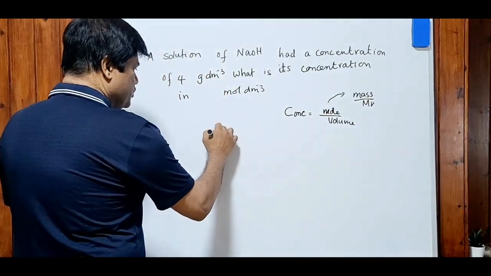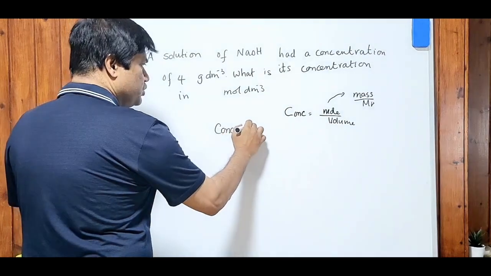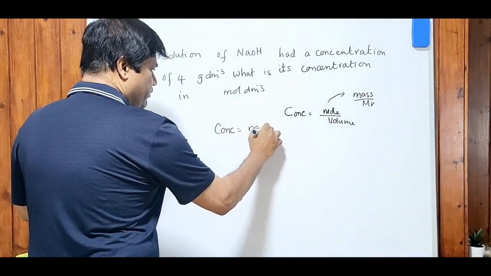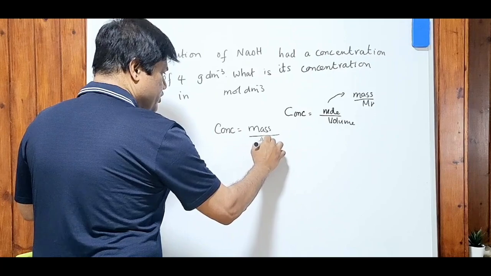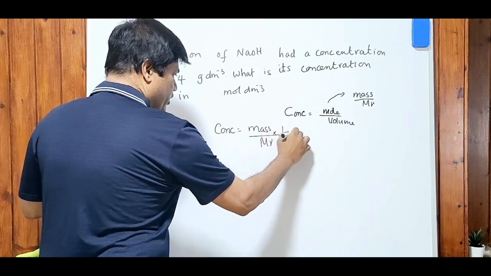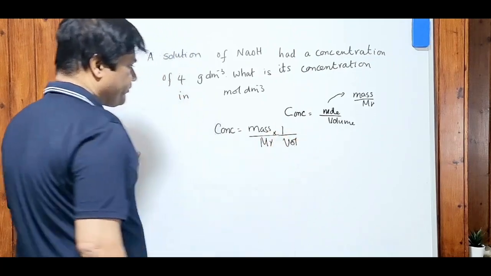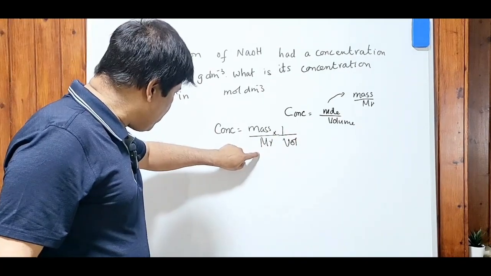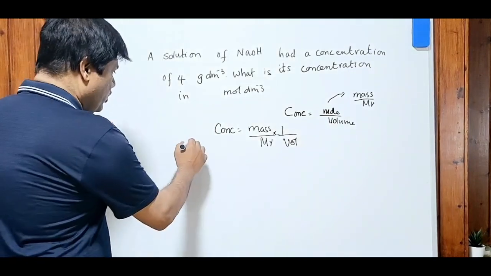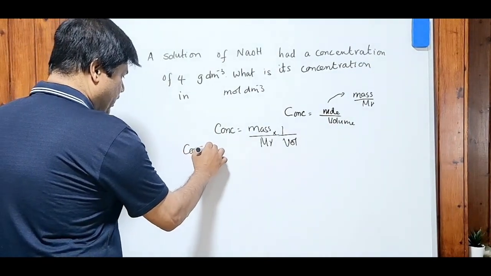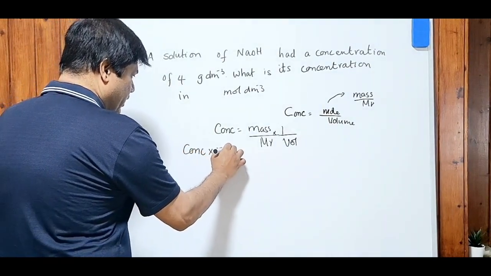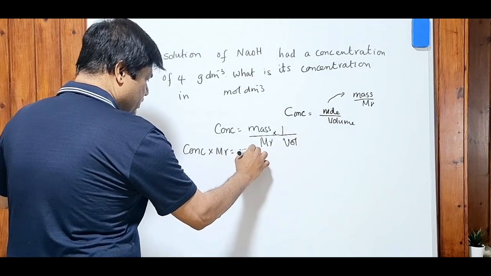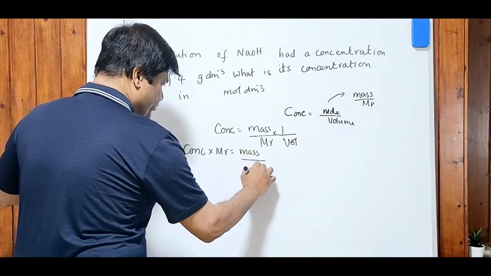So conc equals mass divided by Mr, which is mole, over volume. Bring that Mr to that side. So conc times Mr equals mass divided by volume.